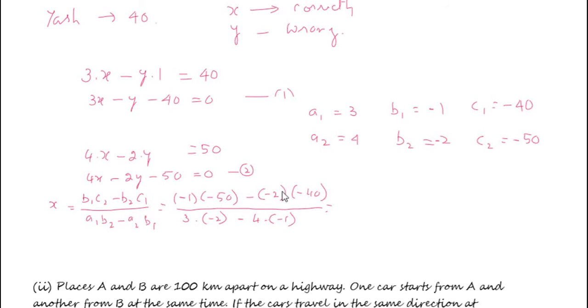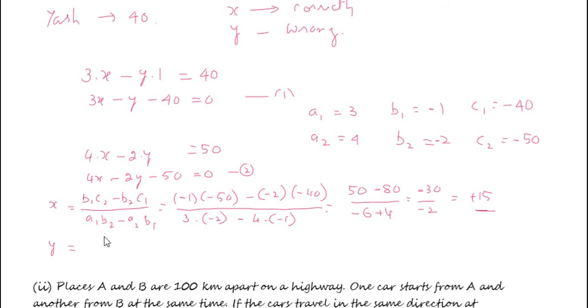Now this becomes 50 minus 130, so it is minus 80, divided by minus 6 plus 4. So it is minus 80 divided by minus 2. So this is equal to plus 40. So x equal to plus 15.